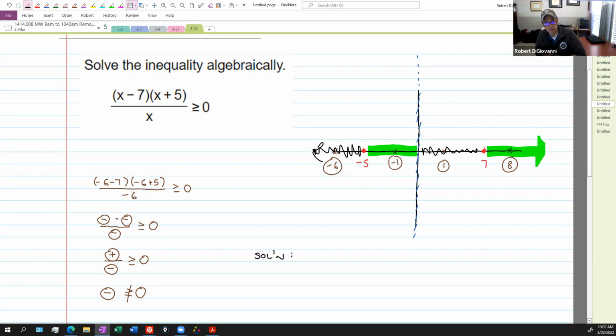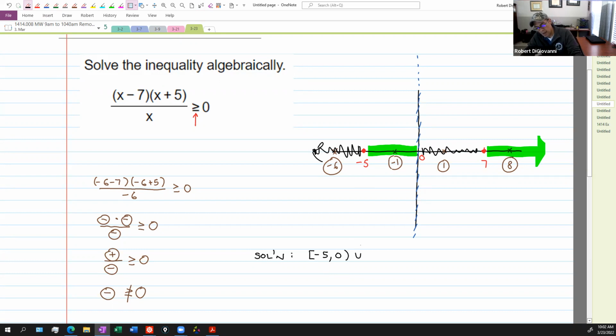So far? Do I want to include -5? I forgot to put 0 here. Do I want to include -5? Yes, because it has an equal underneath, right? So I do want -5 in here. And I want to go all the way from -5 until I get to 0, but 0 is where I have a vertical asymptote. So I cannot include 0.